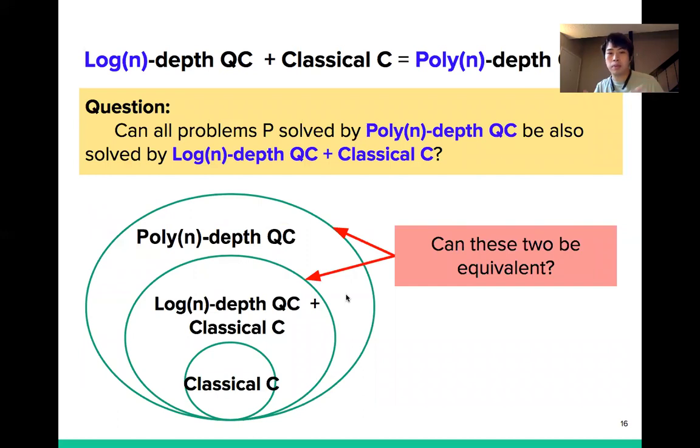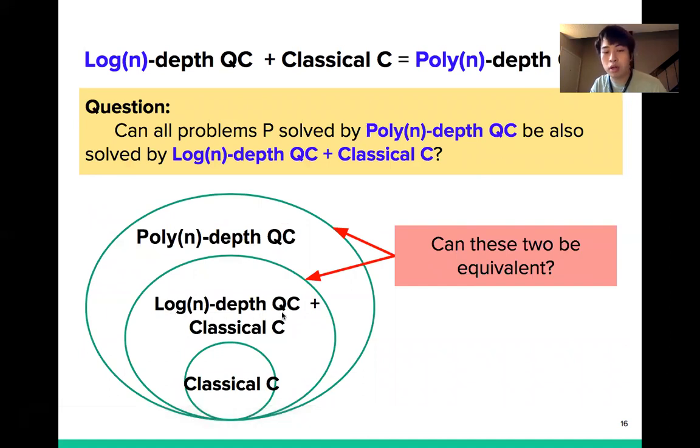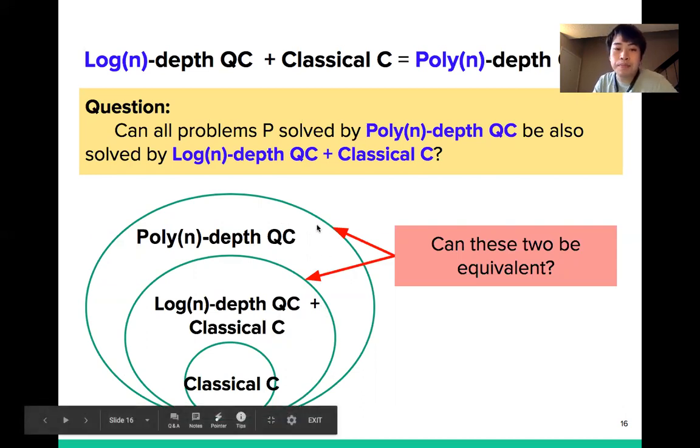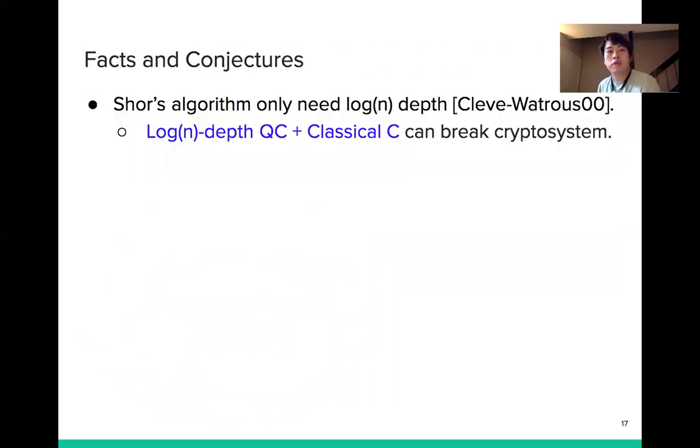You can draw circles about this question. The outer circle is all problems that a polynomial depth quantum computer can solve, and the inner circle is all the problems that this hybrid approach, log-n depth quantum computer plus classical computer, can solve. Trivially, the inner circle is inside the outer circle. The question now is: is it possible that these two circles are actually equivalent? I want to tell you some facts and conjectures about this question.